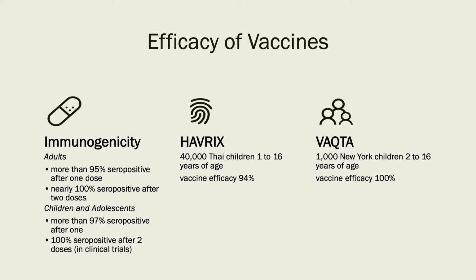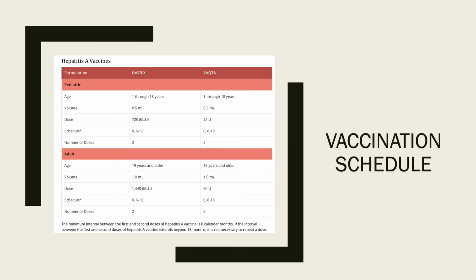Havrix and Vaqta have 2 examples of the efficacy of their vaccines. So Havrix looked at 40,000 Thai children, 1 to 16 years of age. The efficacy was 94%. Vaqta, 1,000 children in New York from 2 to 16 years of age. The vaccine efficacy was 100%. So these are both well-known, well-used, very successful vaccines that establish antibodies in your body and allow you to fight off the virus.